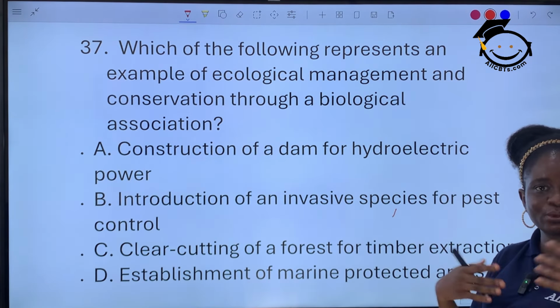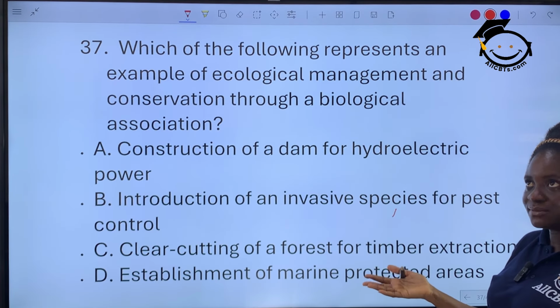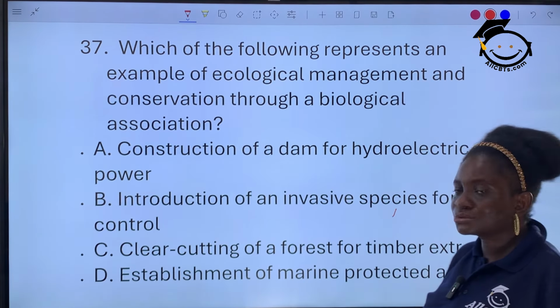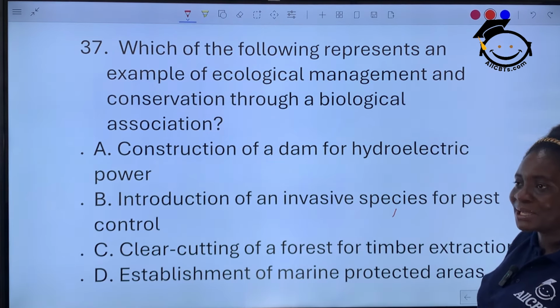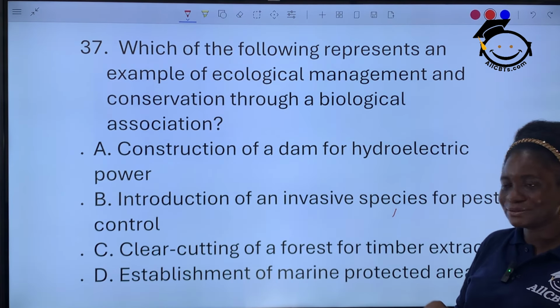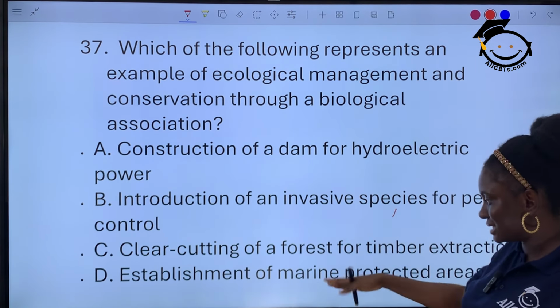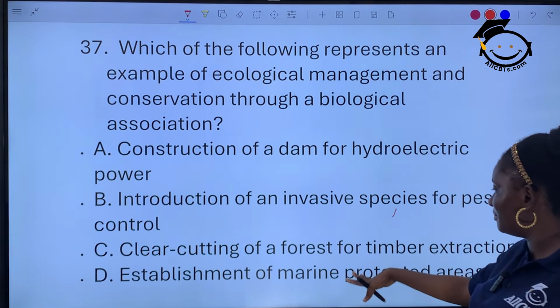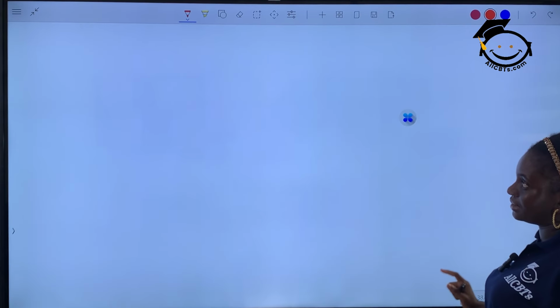So people don't go to these, just like conservation centers. You can't just go there to hunt, can't go there to cut down trees or whatsoever. So the correct answer is establishment of marine protected areas.